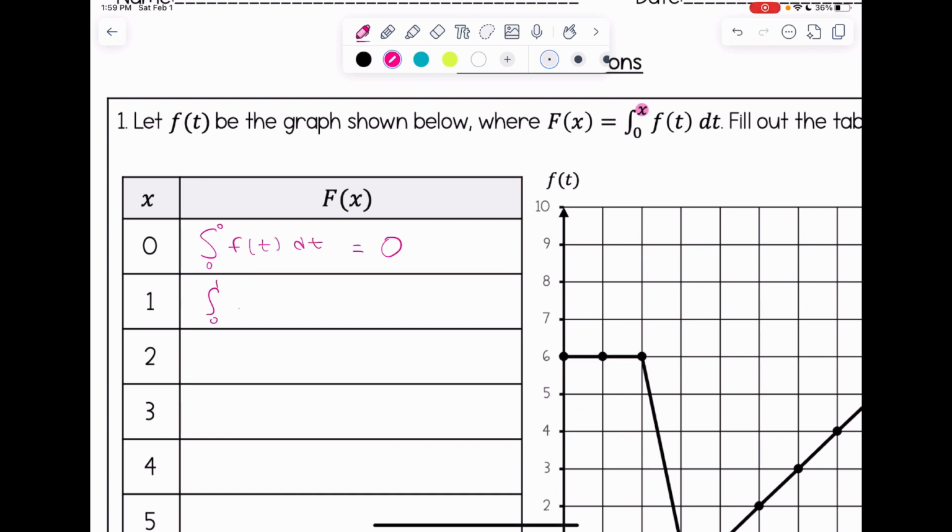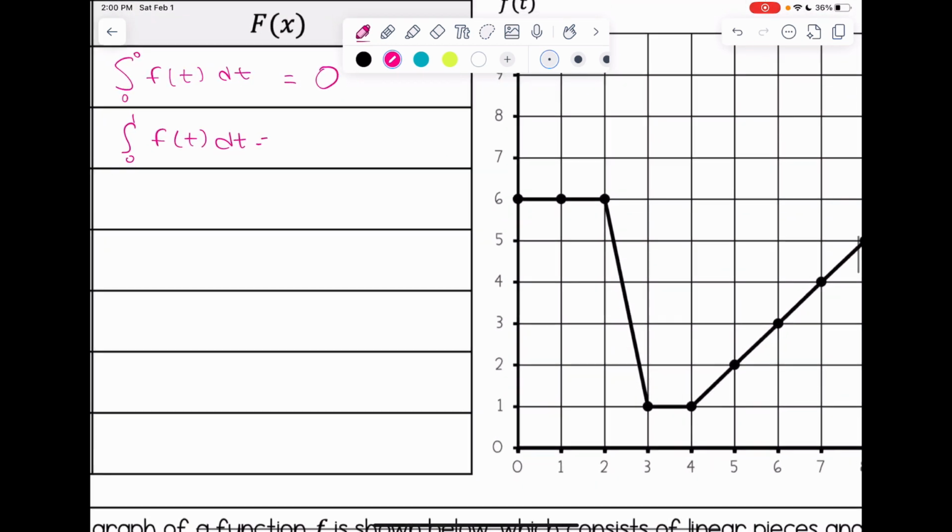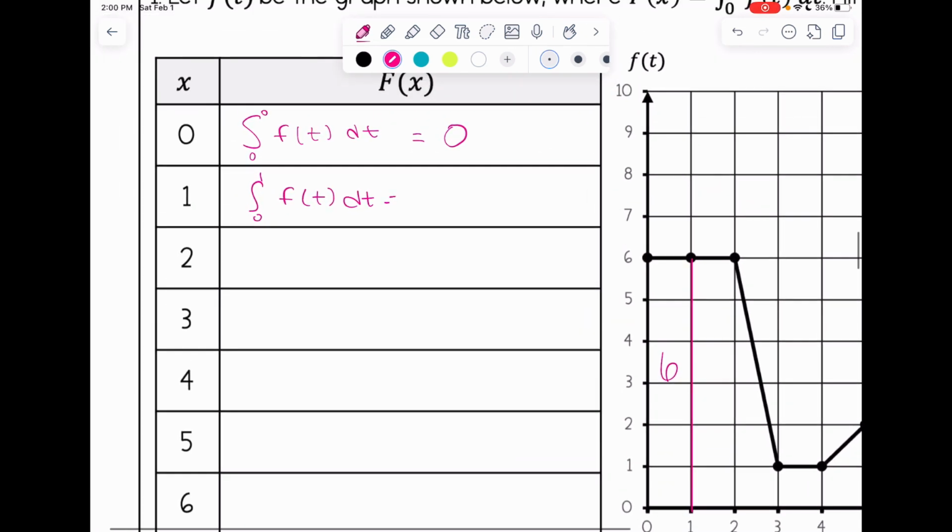So if I change that upper bound to a 1, and I take a look at our graph here, we know that a definite integral is the area under the curve, so I'm looking for the area under the curve, or in this case, the line, from 0 to 1. And I can see that that's rectangular, and it would have an area of 6. So that means capital F of 1 is equal to 6. All right, let's do it for when x is 2.